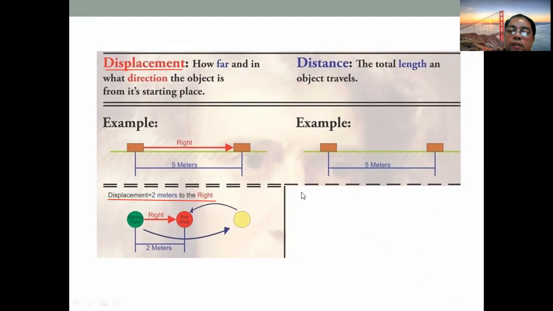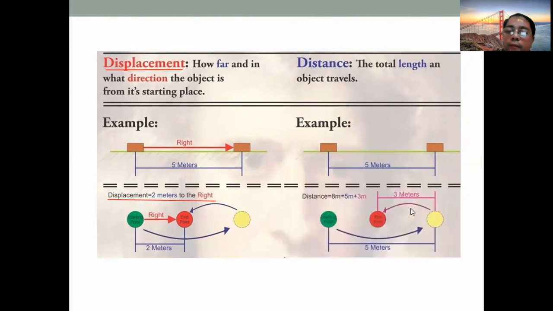Now, if you try to consider the total distance traveled by the object this time, we will be adding the first distance, 5 meters right, and then plus 3 meters left. So the total distance in this case is 8 meters all in all. So 2 meters is not the answer here, because what we are looking for is the total length that the object travels. That's what we mean by distance. So the distance is 8 meters, but the displacement is only 2 meters to the right. Do you understand?